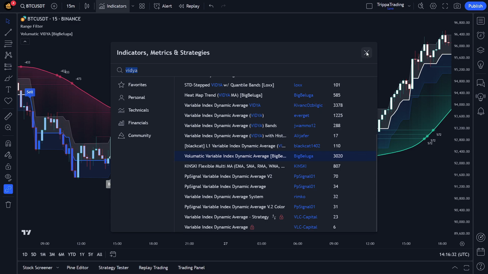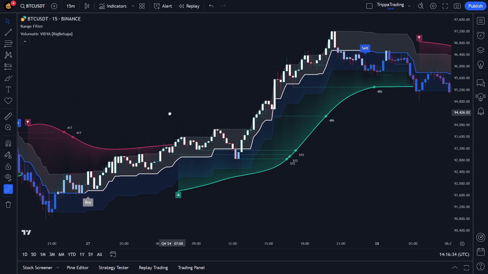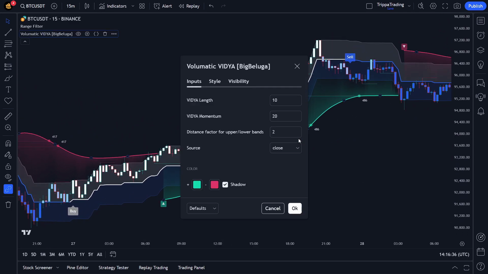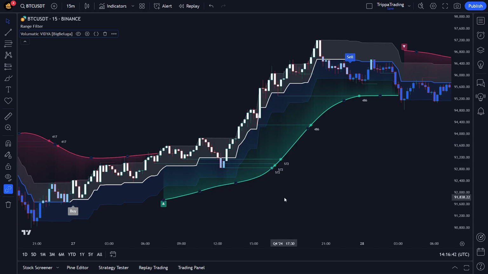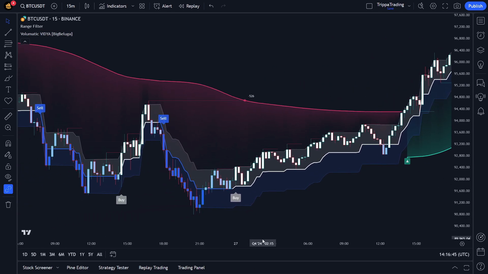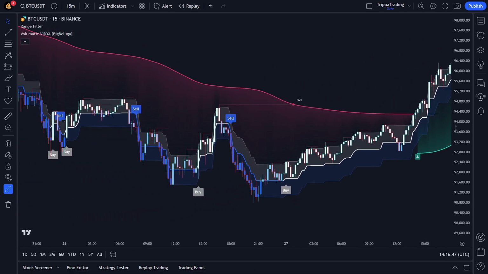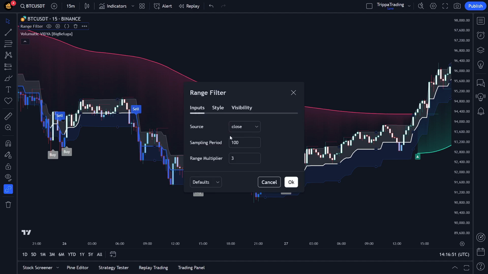Once it's added to your chart, double-click on it. The settings will open in front of you, and set the VIDIA length to 34. Then click OK, and these are going to be all the changes we will be doing for this indicator. For better visibility, we'll clean up the chart by double-clicking on the range filter and opening its settings again.